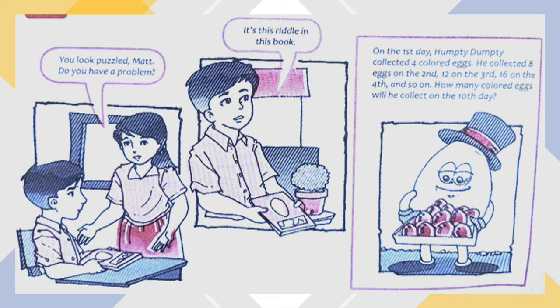Do you have a problem? It's this riddle in this book. On the first day, Humpty Dumpty collected 4 colored eggs. He collected 8 eggs on the second, 12 on the third, 16 on the fourth, and so on. How many colored eggs will he collect on the 10th day?